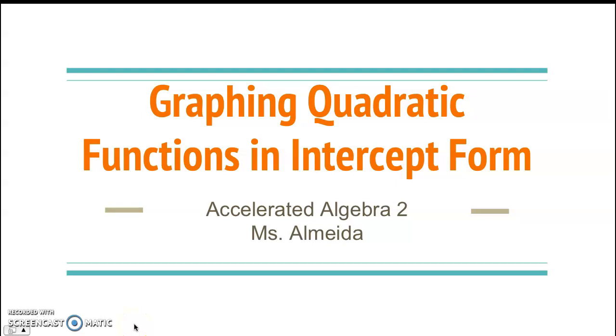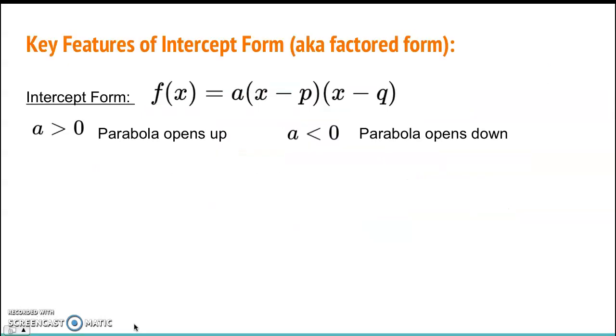Hi everyone, so today we're going to expand our knowledge on graphing quadratic functions in intercept form. Intercept form is f of x equals a times x minus p times x minus q. Notice this is also called factored form, and it's referred to as factored form because it can be written as a product of its factors, which makes it very easy to find its x-intercepts.